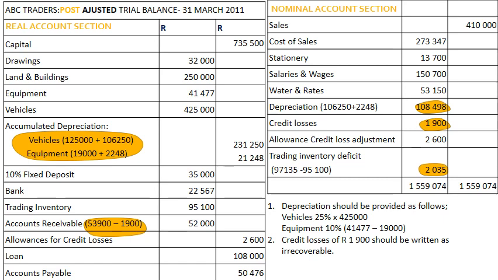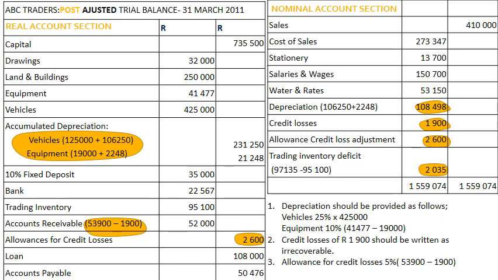Then we are also to provide for the allowance for credit losses at 5%. We will therefore take the good debtors, which is the amount that was calculated after deducting the bad debts or after writing off the credit losses. We will then calculate 5% of 52,000, which gave us the allowance for credit losses of 2,600, which will also be shown under the nominal account section as an expense called allowance for credit loss adjustment. The one that we will show in the trial balance under the real account section is the allowance for credit loss. The one that is reflected under the nominal account section ends with the word adjustment.